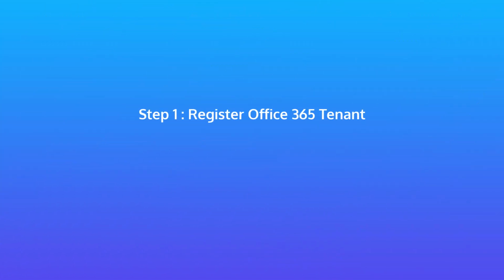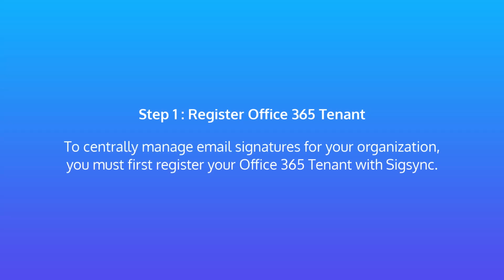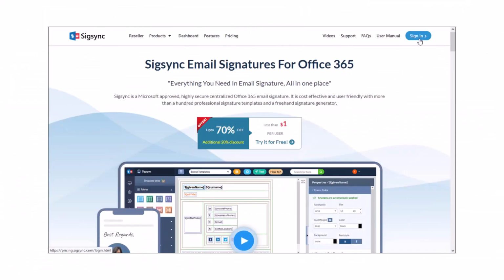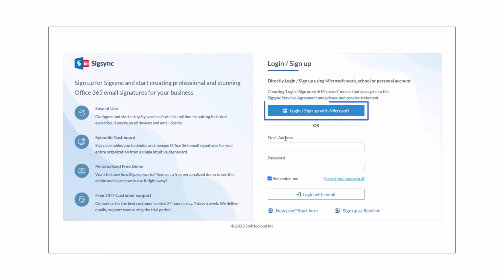Step 1. Register Office 365 tenant. To centrally manage email signatures for your organization, you must first register your Office 365 tenant with Sigsync. Log into Sigsync using your Office 365 account.